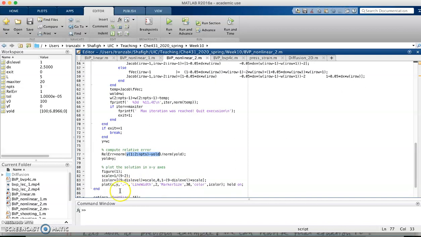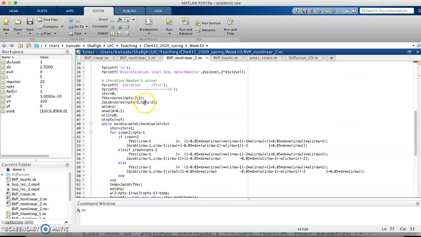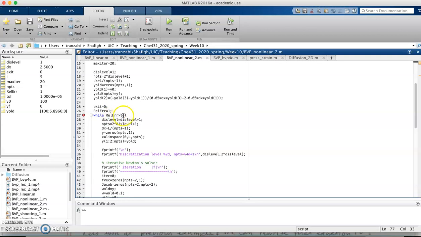That's it. So the rest is just to save and plot the points. Alright, so after you calculate the relative error, you check it against the relative error tolerance.